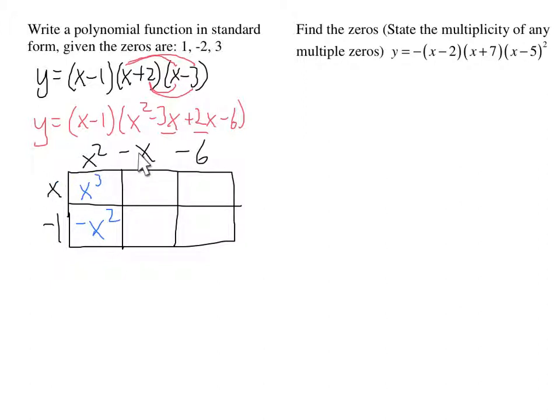X times negative x is negative x squared. Negative 1 times negative x is positive x. X times negative 6 is negative 6x. And lastly, negative 1 times negative 6 is positive 6.